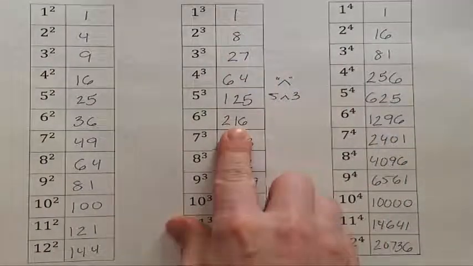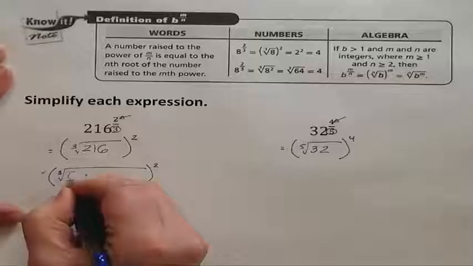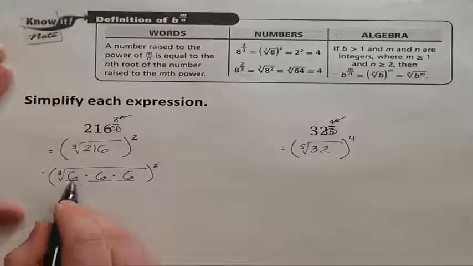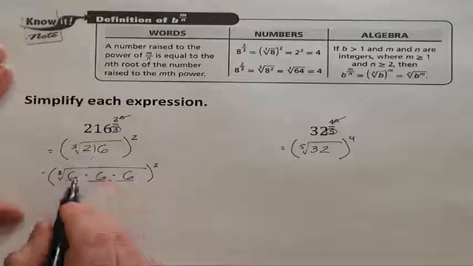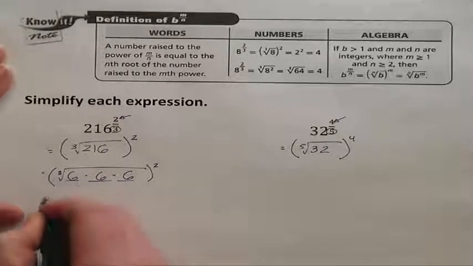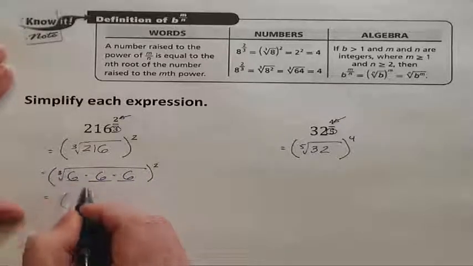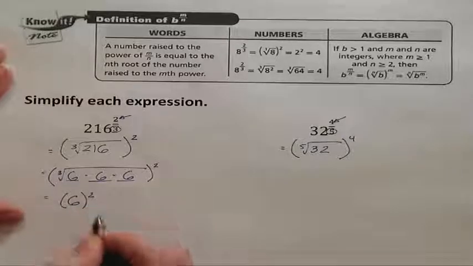So looking at my 3rds list, I need 216. There's 216. 6 to the 3rd power is 216. So going back to my problem, 6 times 6 times 6 multiplied together gives me 216. So what one number did I multiply together 3 times? The inside of this parenthesis, the one number multiplied all 3 times was a 6.